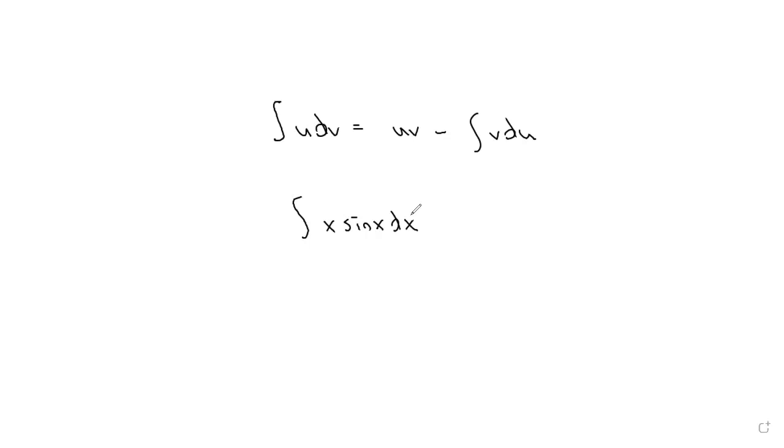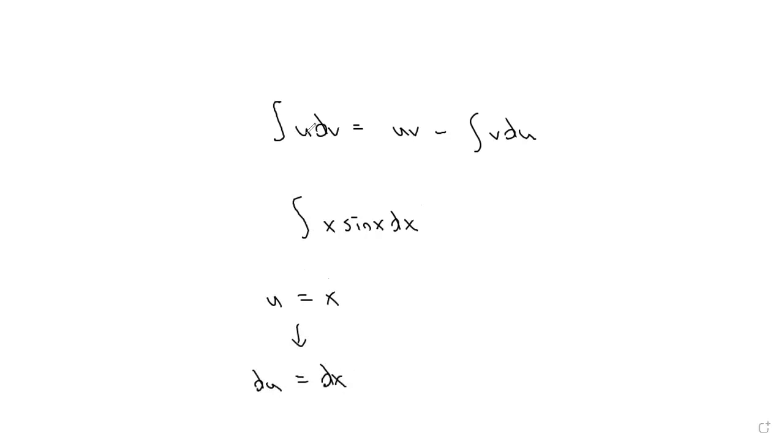So for this, the obvious choice would be to use x as u, because it's pretty easy to take the derivative of x. So let's say u is x. And then you have to find the derivative of that. So du is just going to be dx. That is not too bad. So that's the first step.